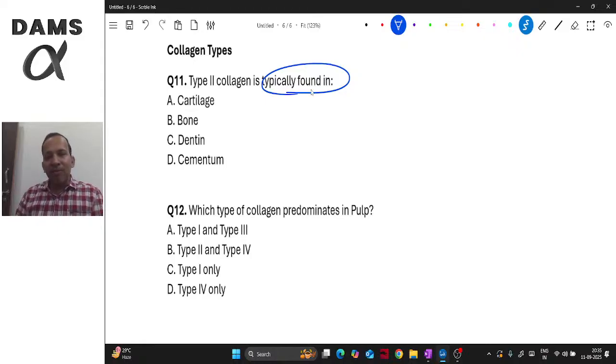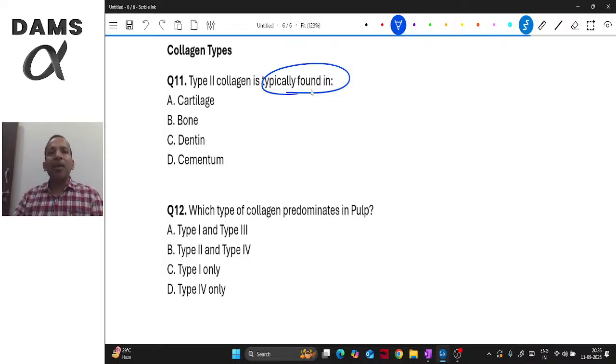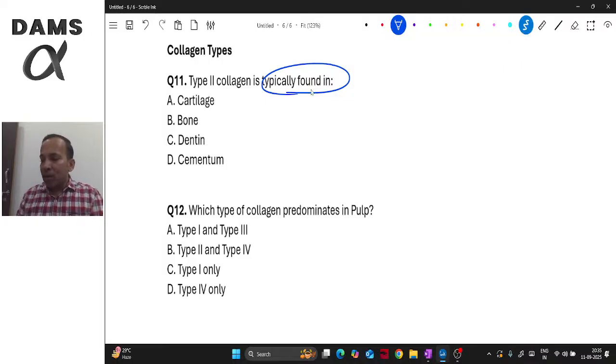So there we solved which collagen is primarily found in the heart tissues, and now the question is asking about type 2 collagen, right? Where is it specifically or typically found?